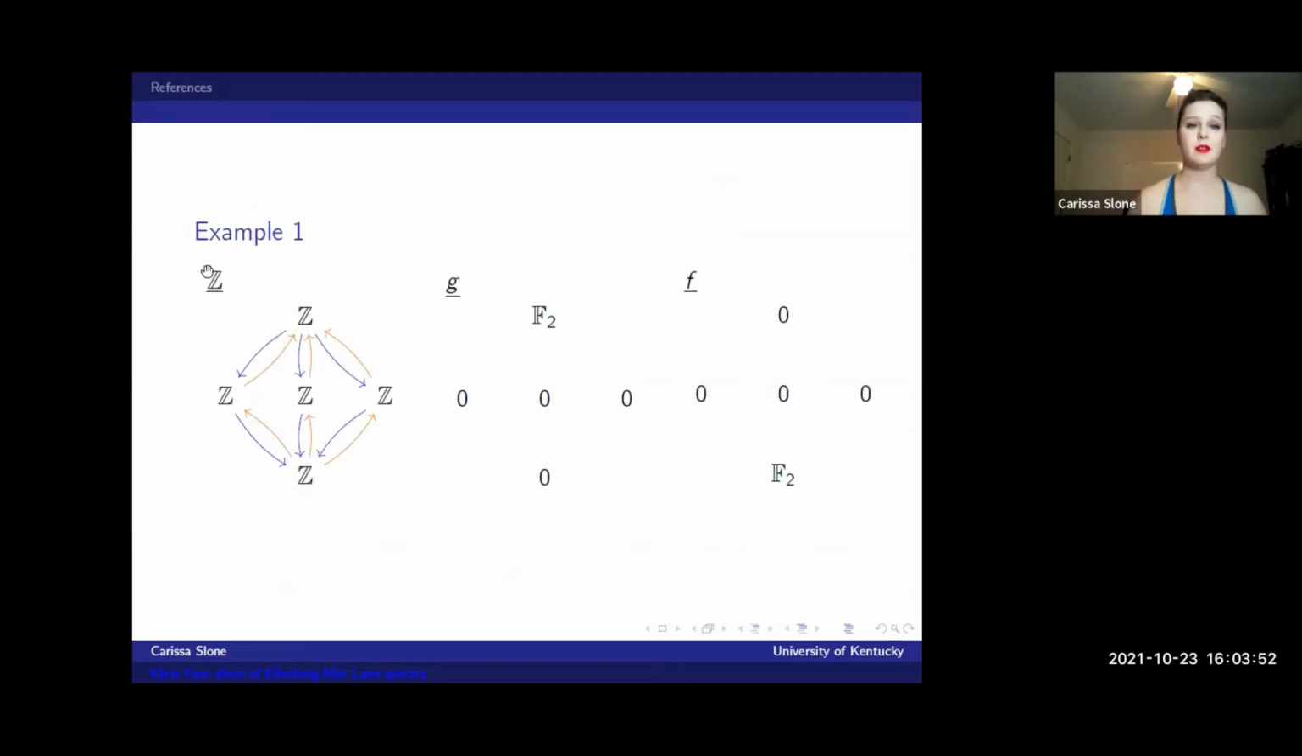For example, we have the constant Mackey functor Z. It has a Z in each spot. The restrictions, the blue maps going down, are the identity, and the transfers, the orange maps going up, are multiplication by 2. And because it's a constant Mackey functor, all of the Weyl group actions are trivial. Next up is this Mackey functor G, which is a single copy of F2 at the top and zeros everywhere else. The restrictions and transfers are all trivial, in which case I'm not going to draw them. And then finally, if we move the F2 to the bottom and put zeros everywhere else, that Mackey functor is called F.